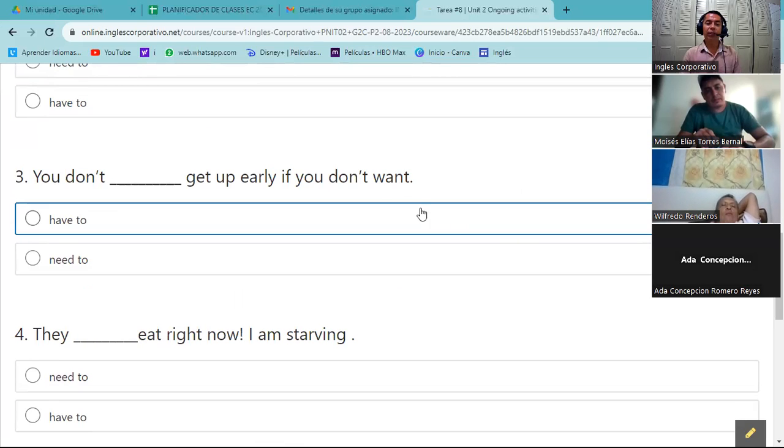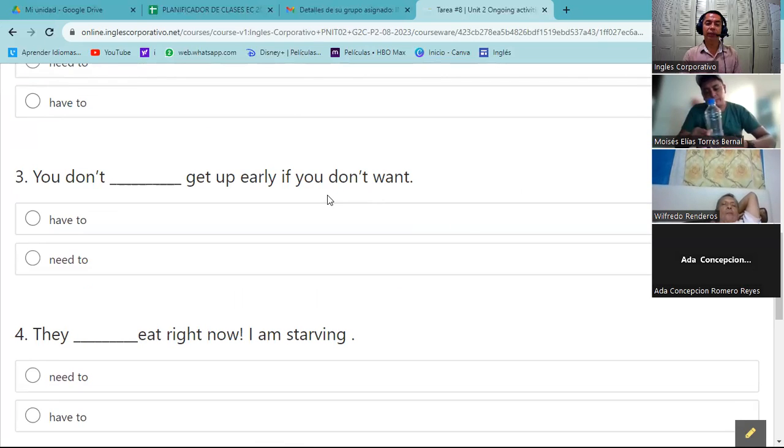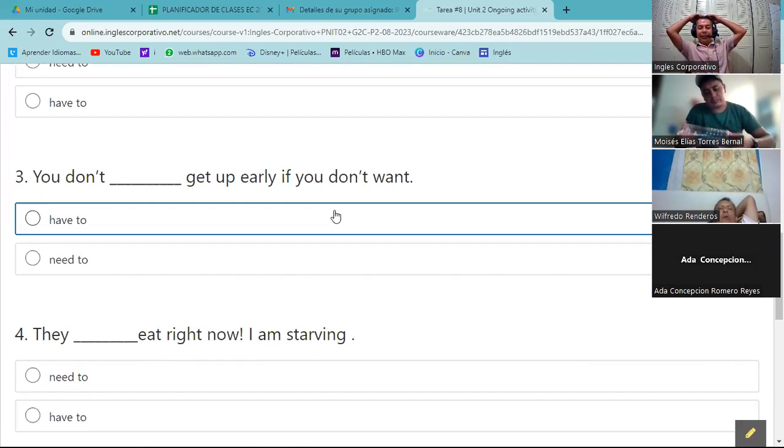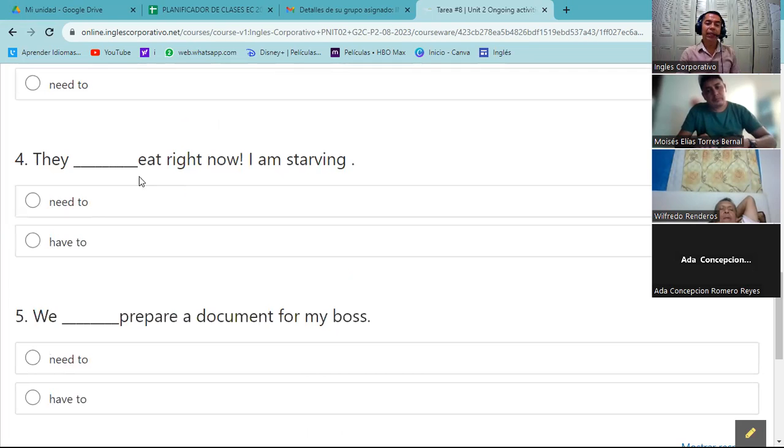Okay, you don't get up early if you don't want. No te tienes que levantar o no te necesitas que levantar. Esta creo que está fácil también, en mi opinión, ¿verdad? Pero como le repito, si se equivocan, pueden volver a corregir. Eat right now. I'm starving. Comer. Yumi yumi. Estoy muriendo de hambre. I'm starving. Ahí también como que la lógica juega mucho, ¿verdad, Delia? Creo que ahí, la lógica nos dice cuál es la respuesta.